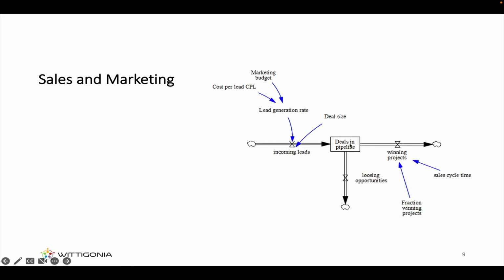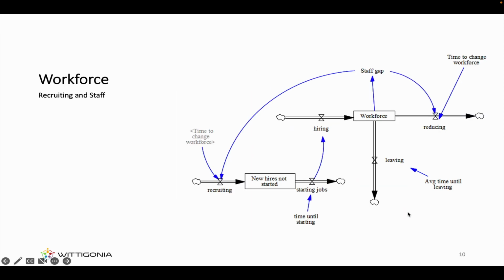Here is the sales and marketing funnel, very simplified. The incoming leads really depend on the marketing spending and the cost per lead. So we have a lead generation rate, and we multiply that with our average deal size, which gives us an inflow of potential projects and scope of potential projects in terms of person days that we see in our pipeline. Now, as I mentioned, we will not win all these projects, so we will actually lose a large amount of these projects. And the outflow of the projects that we are winning depends on the sales cycle time and the fraction of projects that we are winning.